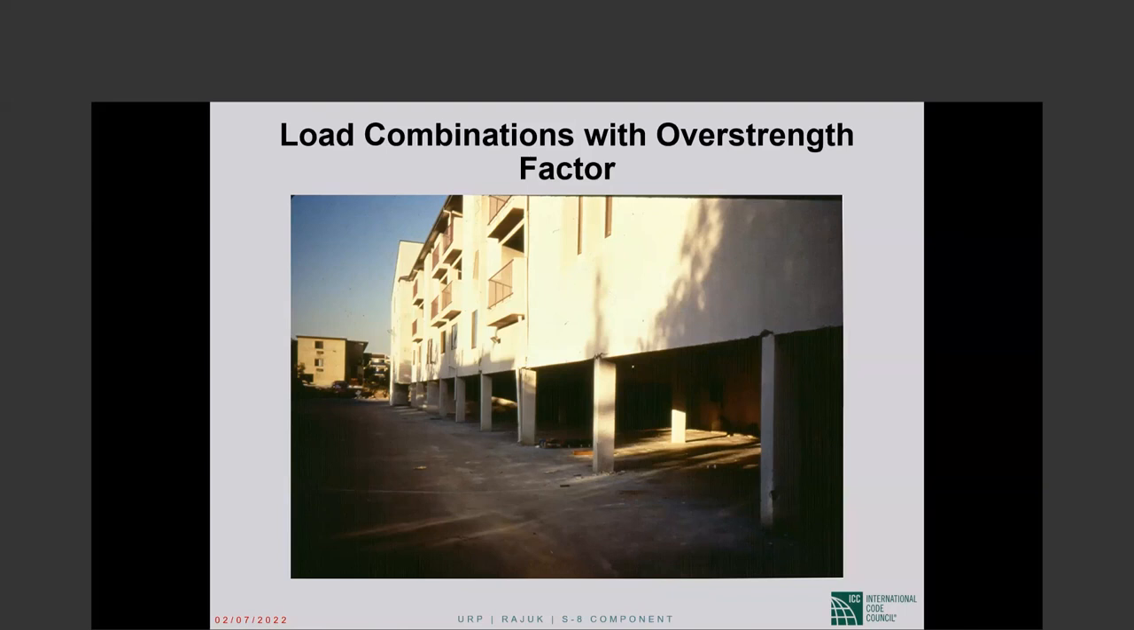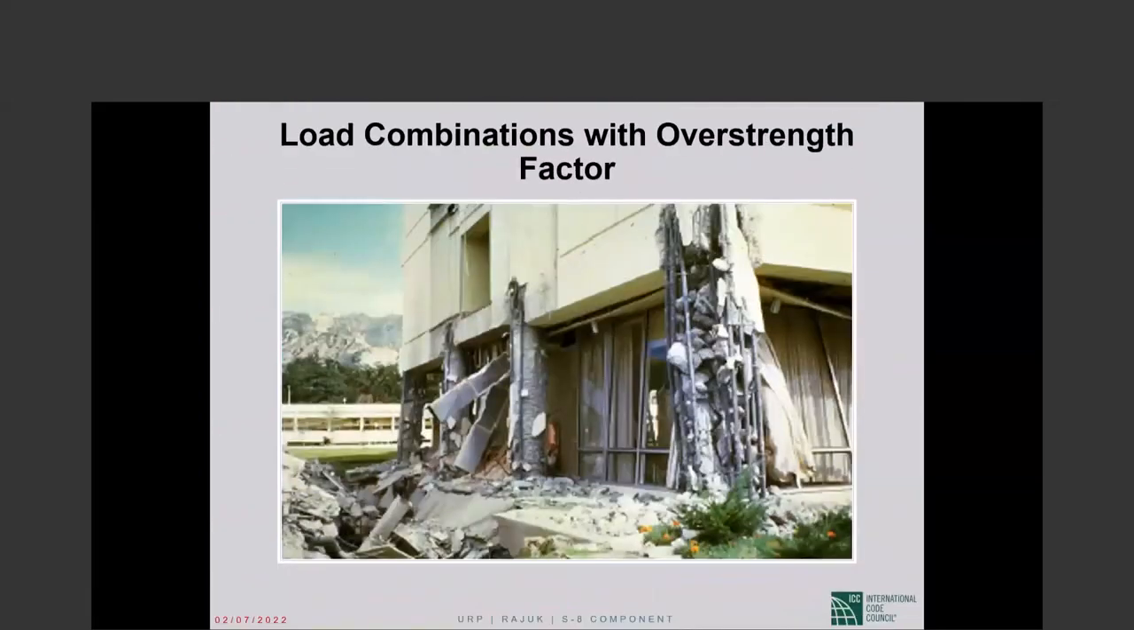what are called soft stories. The bottom story is laterally much less stiff than the upper levels. And so in an earthquake, the inelastic deformations will be concentrated in the lowest level, and those columns will be very vulnerable to damage. Okay, so those columns must be designed using load combinations with overstrength factor. We must make them stronger, and there are other things we do to the same columns.